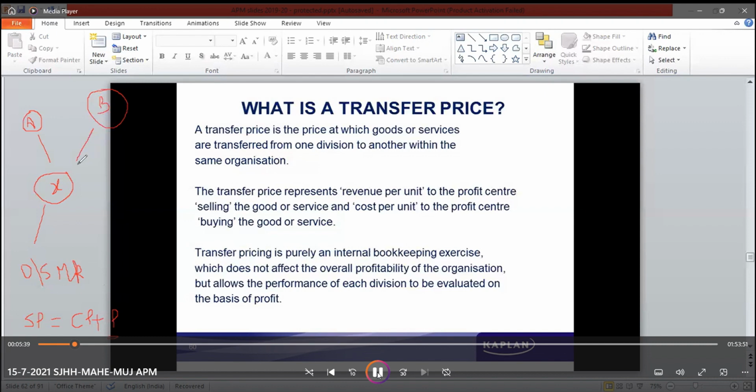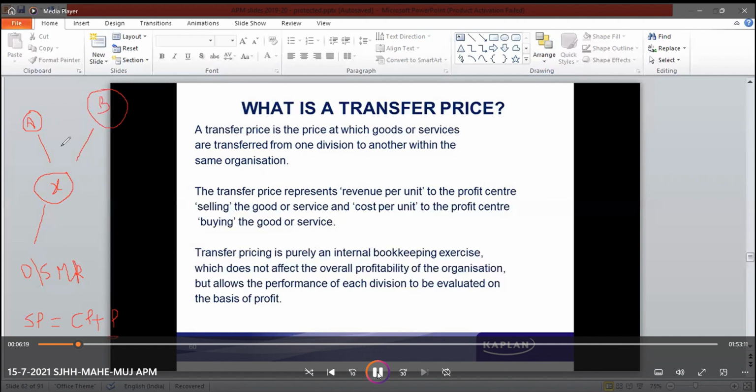So now the issue arises: what should the transfer price be? The transfer price is the price at which goods or services are transferred from one division to another within the same organization. This price represents revenue per unit to the profit center selling the goods or services, and cost per unit to the buying center. This is an internal activity, so it is not externally reported. It has to take into consideration what is feasible and agreeable for both of them. Ultimately, both belong to the same organization.